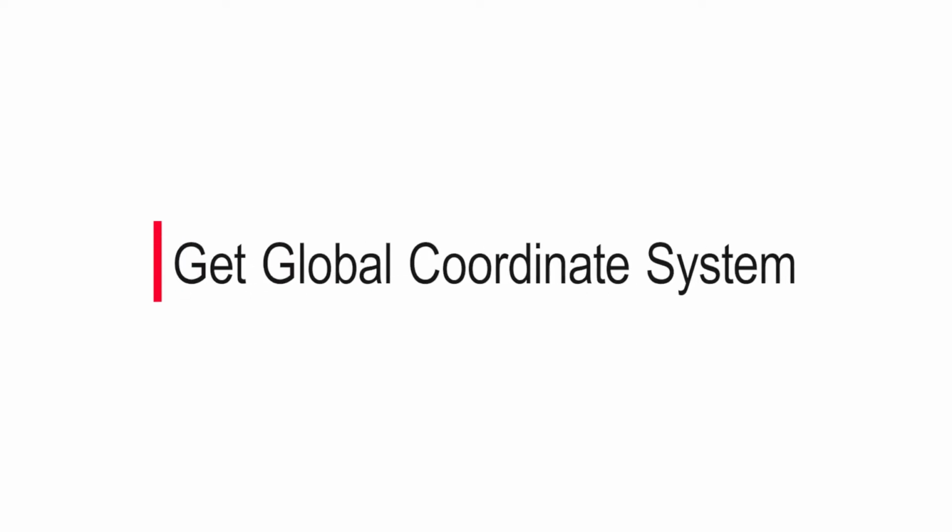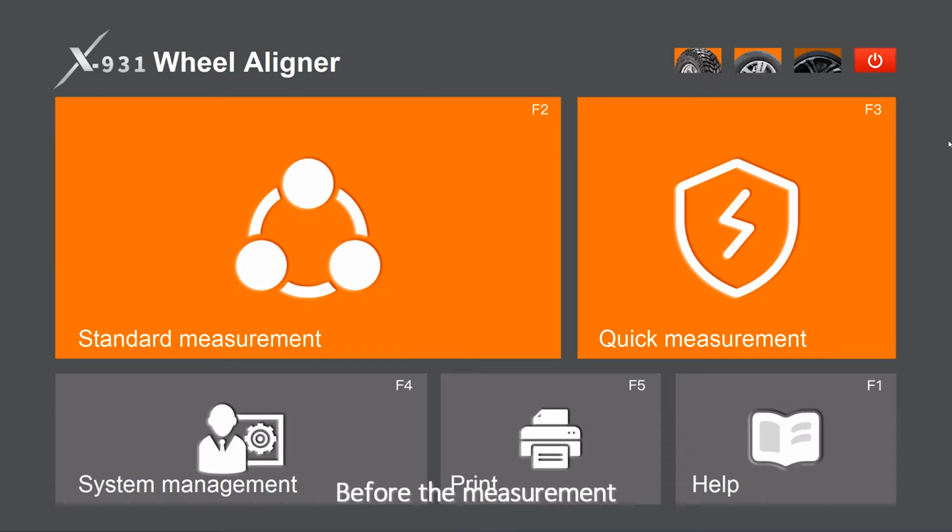Get global coordinate system. Before the measurement, get the global coordinate system first for the 4 units. There are 3 modes available: flat tire mode, standard tire mode, and off-road tire mode. Choose the correct mode according to the vehicle. Click OK for the next step.